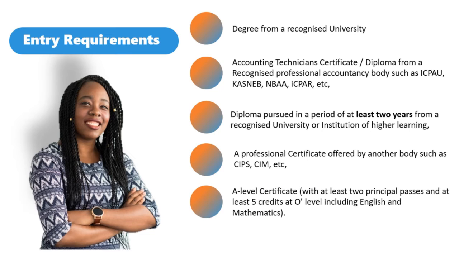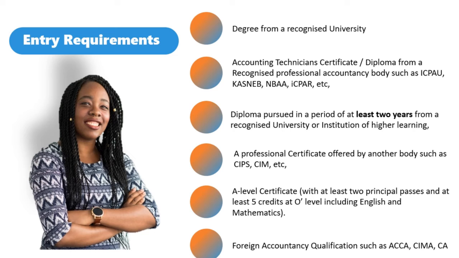And then we have those that have just completed their A level and have the A level certificate. Here the condition is that you must have at least 2 principal passes, and then at least 5 credits at your O level. In the 5 credits, English and mathematics are mandatory and are inclusive.